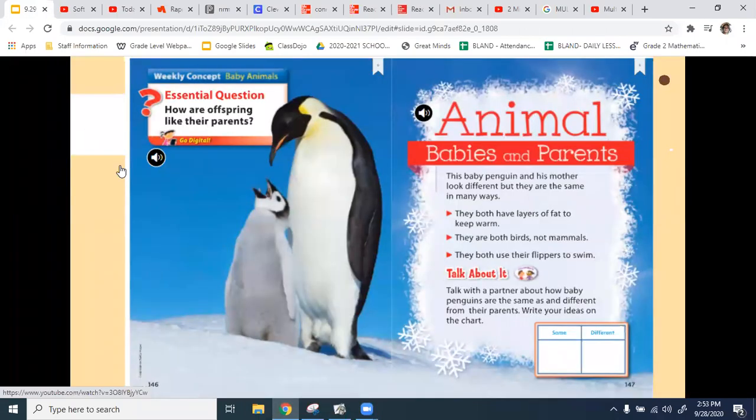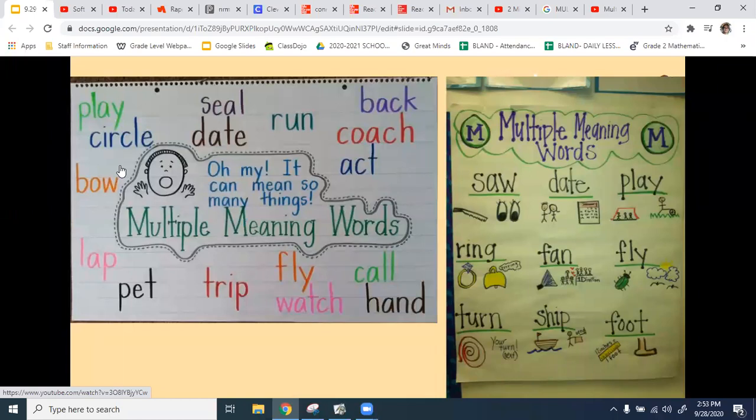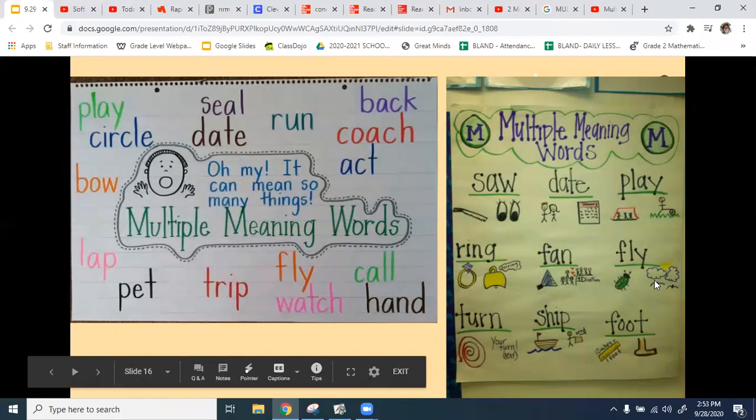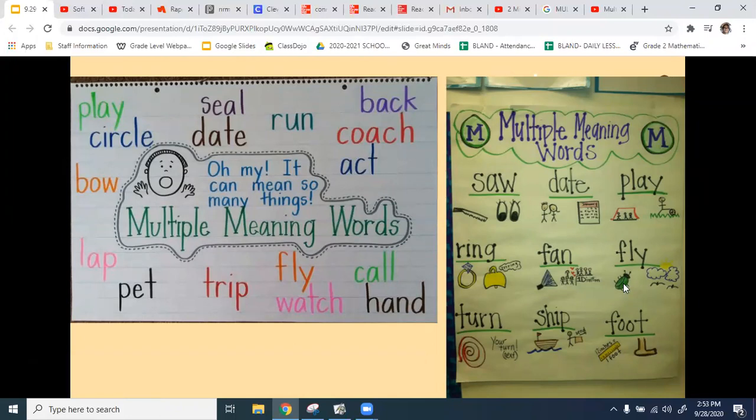Our grammar skill for this week deals with multiple meaning words. It means words that mean more than one thing. We talked about the word fly. Fly was one we talked about yesterday. We talked about it could be a bug, that little worrisome bug that Sophia said gets in your food when you try to eat at a cookout. Or we can be talking about fly. We got two birds that are flying in the sky.